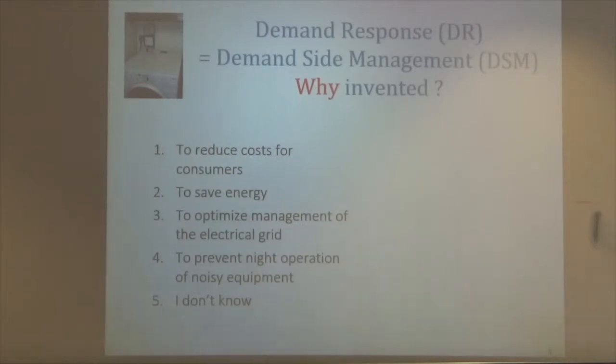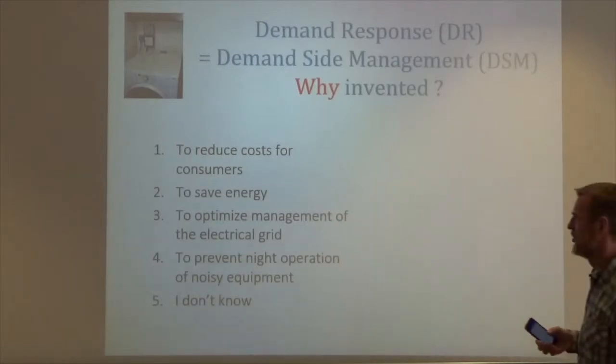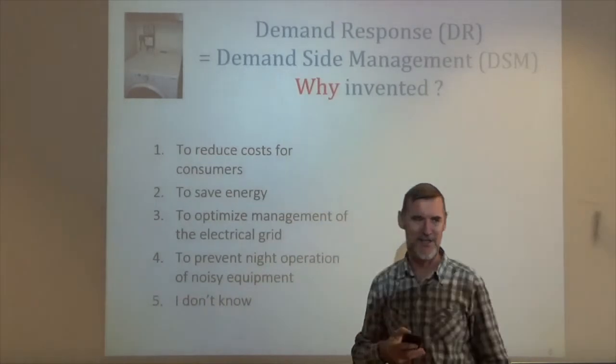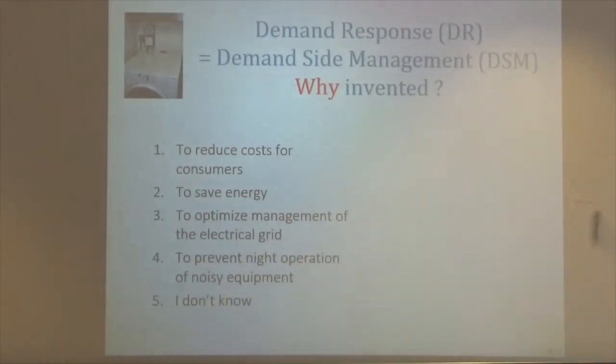What could be the possible reasons for doing demand response? The ones you find in the literature. And you should map 1, 2, 3, 4, 5 to A, B, C, D, E. You read papers that say that the goal is to reduce costs, right?